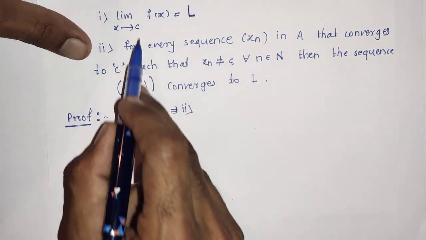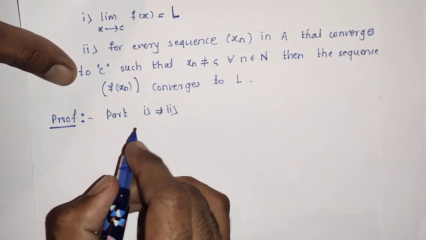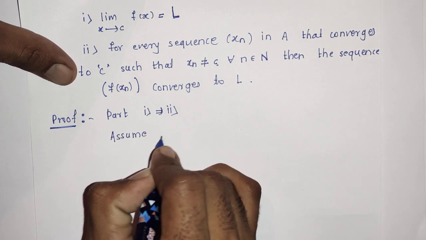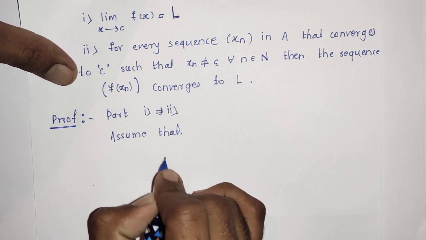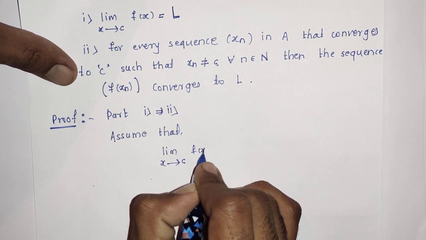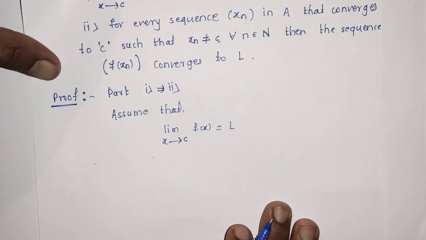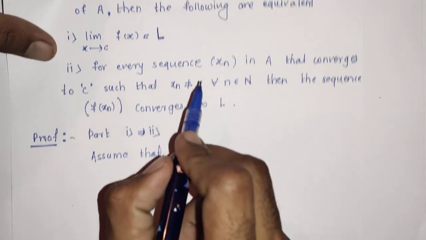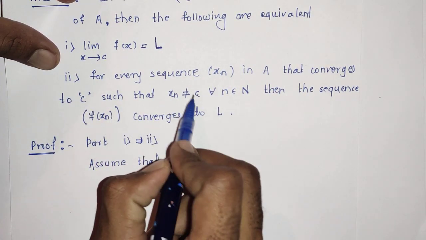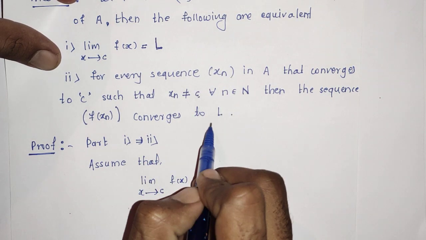So, we will assume that the limit x tends to c, f of x is equal to L, that is the limit exists. Then we have to prove that if xn is a sequence that converges to c, which is not a constant sequence, then the image of that sequence, that is f of xn, converges to L.